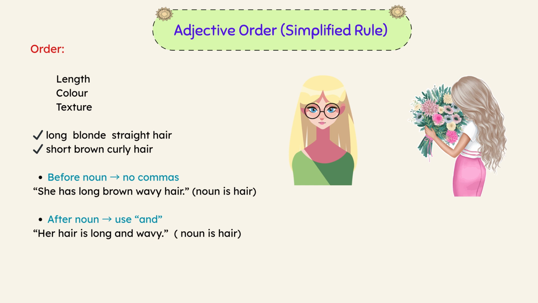When the adjectives come before the noun, we usually do not use commas. Example, she has long brown wavy hair. Here the noun is hair. When the description comes after the noun, we usually connect the adjectives with and. Example, her hair is long and wavy. Again, the noun is hair. This simple rule helps us describe appearance more naturally in English.